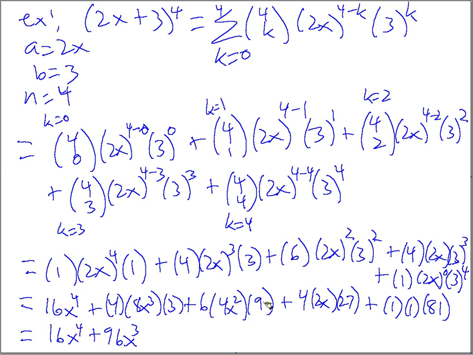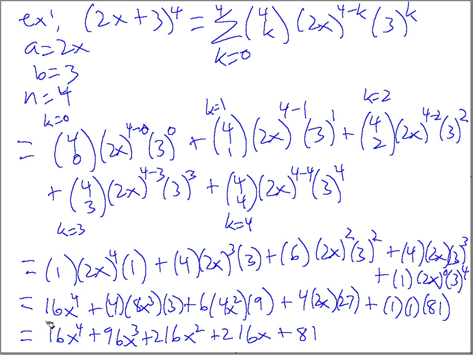6 times 4 times 9. So I'll punch the calculator. 24 times 9. 216. 216x squared. Third term. Fourth term. 8 times 27. 8 times 27 plus 4 times 2 is 8, right? 216 again. Plus 216x plus what? 81.